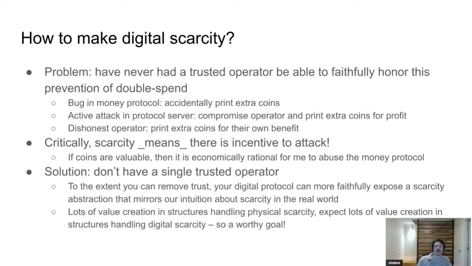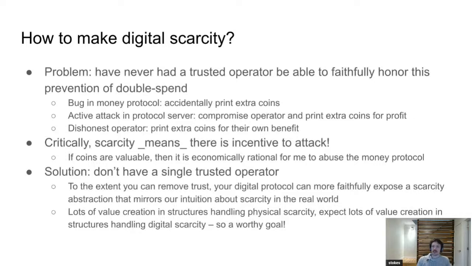So maybe there is a bug, and maybe the operator themselves is not in a position to exploit the bug, for example, because they don't want to. They want people to believe that their money protocol is good. But an attacker could compromise the server and then trigger the bug in their own way and make these extra coins for themselves.